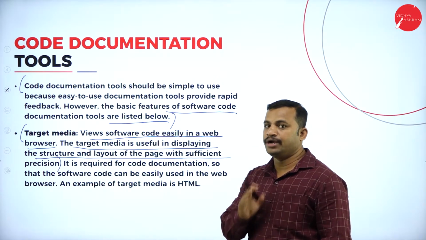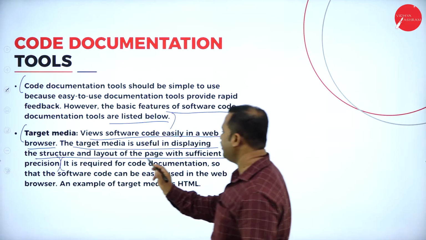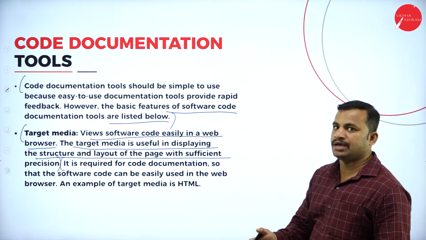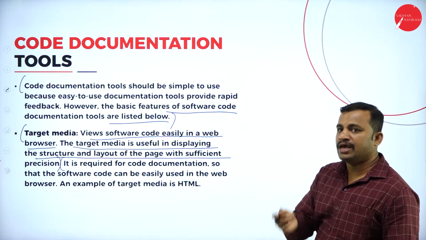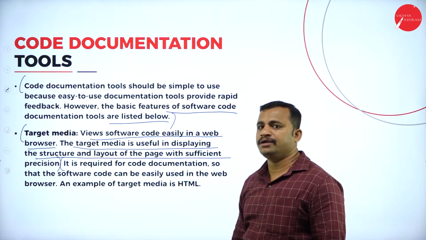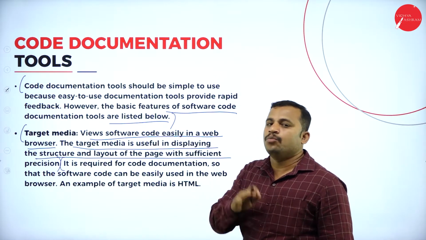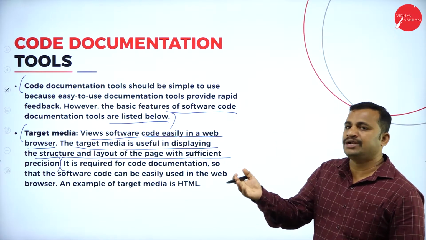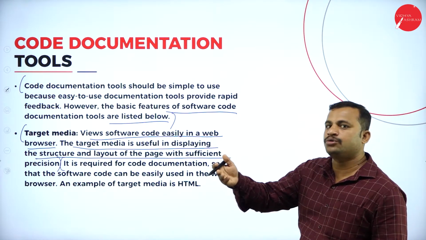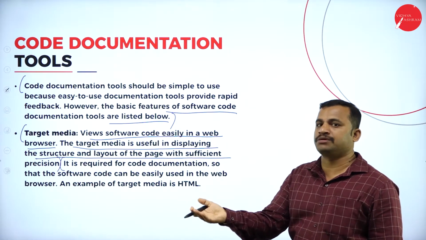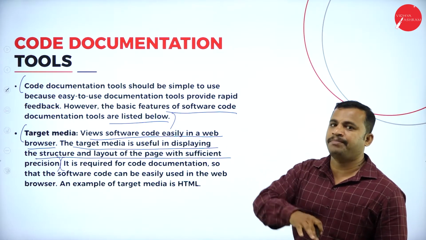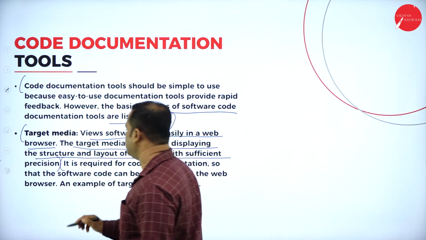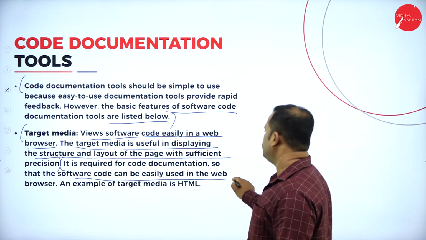Precise, accurate information is needed. It is required for code documentation so that the software code can be easily used in the web browser. As I told you in the previous session, a web page is very important, through which one can understand what the code segment is actually performing. So the person who wants to use it, if he is interested to know more about the code segment or its functionality, can learn through the web pages designed for him with the help of documentation. That is, software documentation tools can usually be used in the browser.